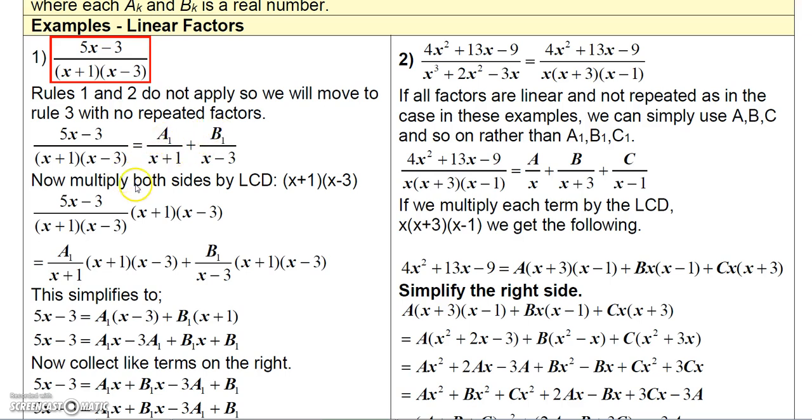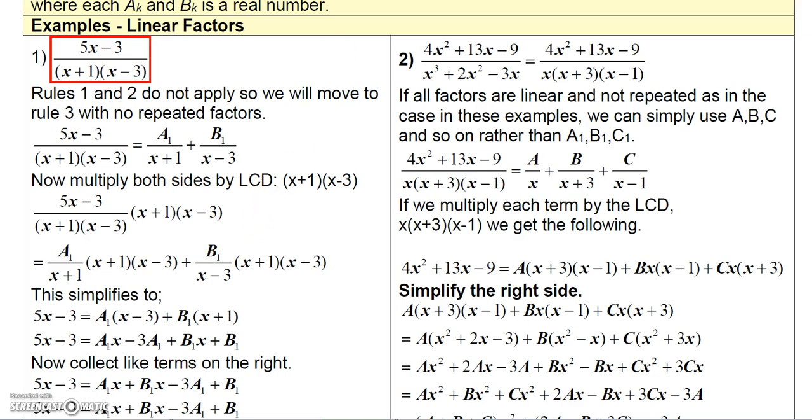What are those constants? Now, one easy way to simplify this is to multiply both sides by the lowest common denominator. The lowest common denominator of these terms is simply x plus 1 times x minus 3. Now, if you multiply the left side by x plus 1 times x minus 3, that's just going to eliminate the denominators. And so what you'll get there, notice down here, you'll just get 5x minus 3.